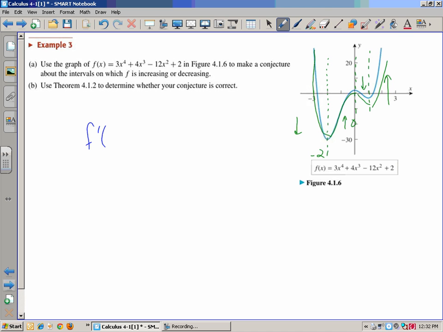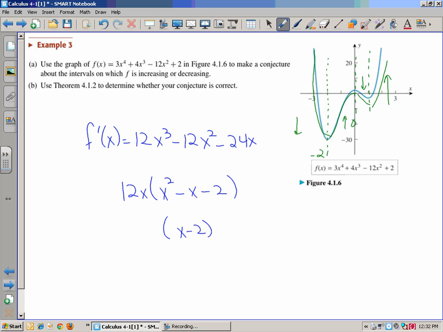So I take the derivative, 12x cubed minus 12x squared minus 24x. And I'm going to factor out a 12x, and I'm going to get x squared minus x minus 2. And I want to factor. And now I'm going to use some algebra and do zero product property. So x is either 0, 2, or negative 1.